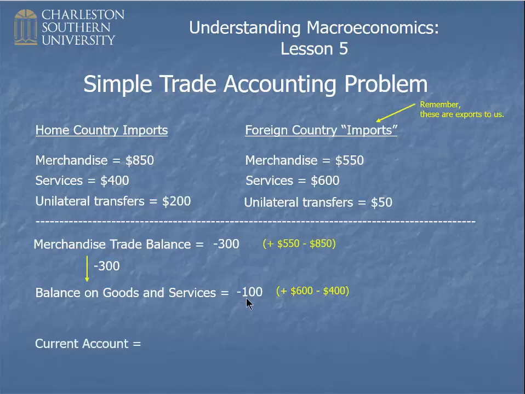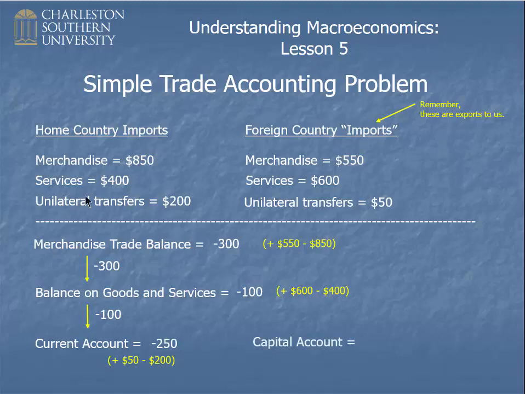Okay, now what about the current account? Remember, the current account is everything that's included in the balance on goods and services. So we're going to bring down the minus 100, and now we're going to adjust it for unilateral transfers. So let's see. We got $50 from them, but we sent out 200. So 50 minus 200 is minus 150. So adding that minus 150 to the minus 100 we already had put us at minus 250.